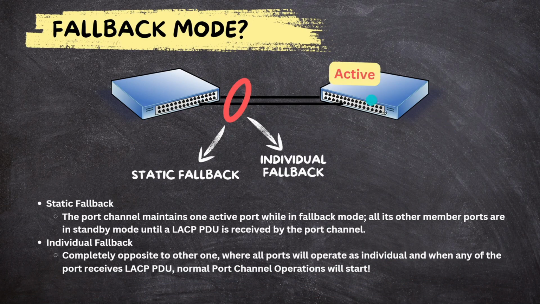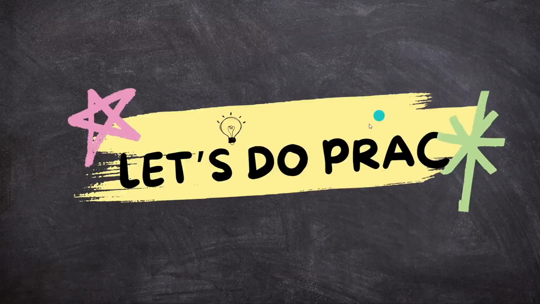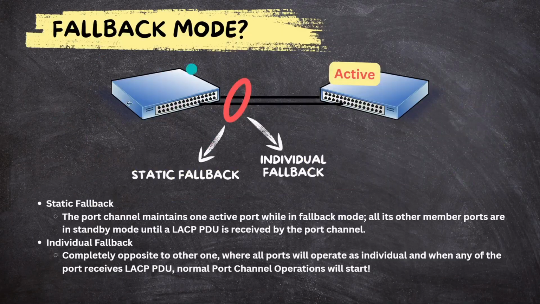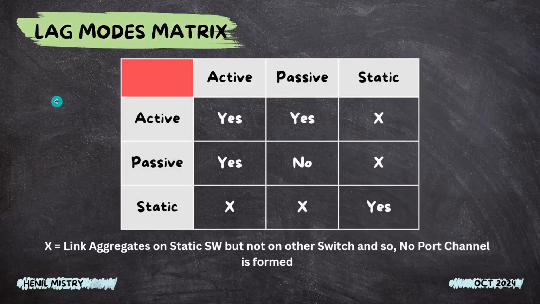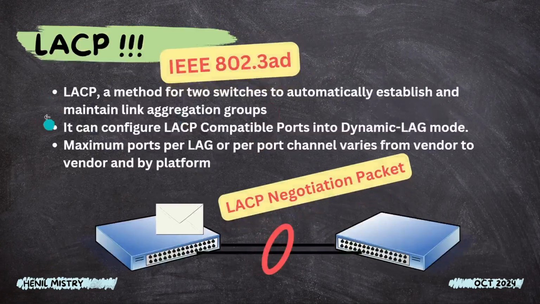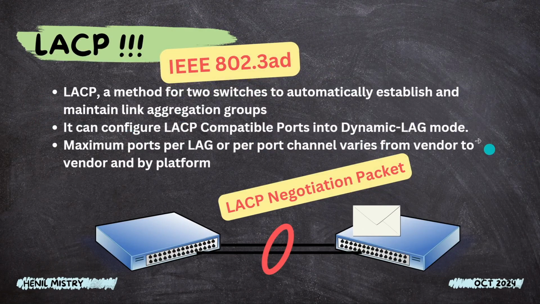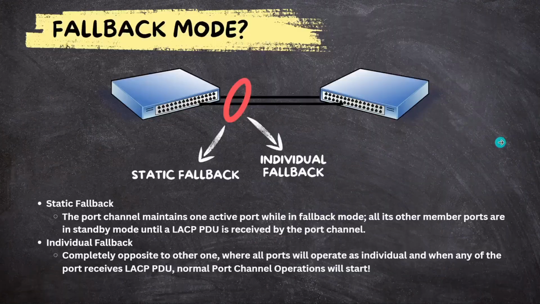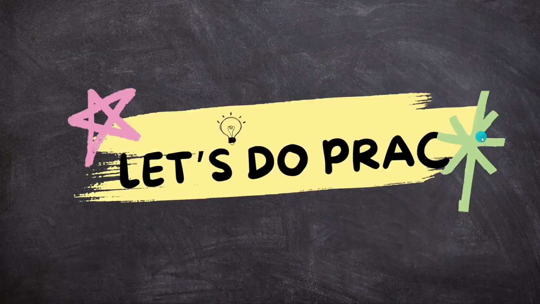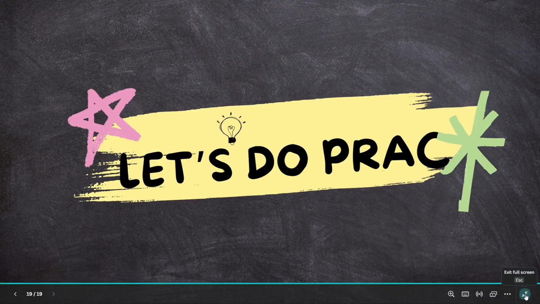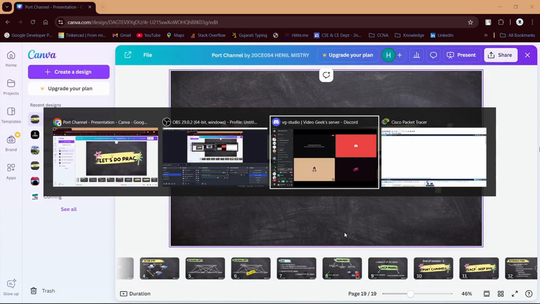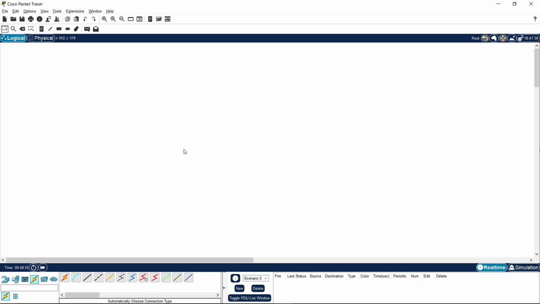So let's say this is the active. So that was all about the LACP and LAG. We have studied some of the definitions and the details of LAG modes and LACP packet exchange. So now it's time for practical. We'll explore the practical stuff in this Cisco Packet Tracer. This is a very awesome tool for beginners.